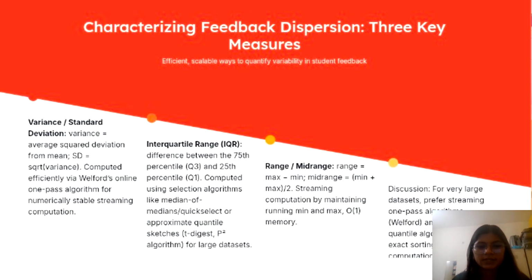Next is the interquartile range. The interquartile range basically divides the data into four sets according to the data. We divide the data into sets, then compute using a selection algorithm like median of medians, quicksort, or approximate quantile sketches. The interquartile range is quartile 3 minus quartile 1.